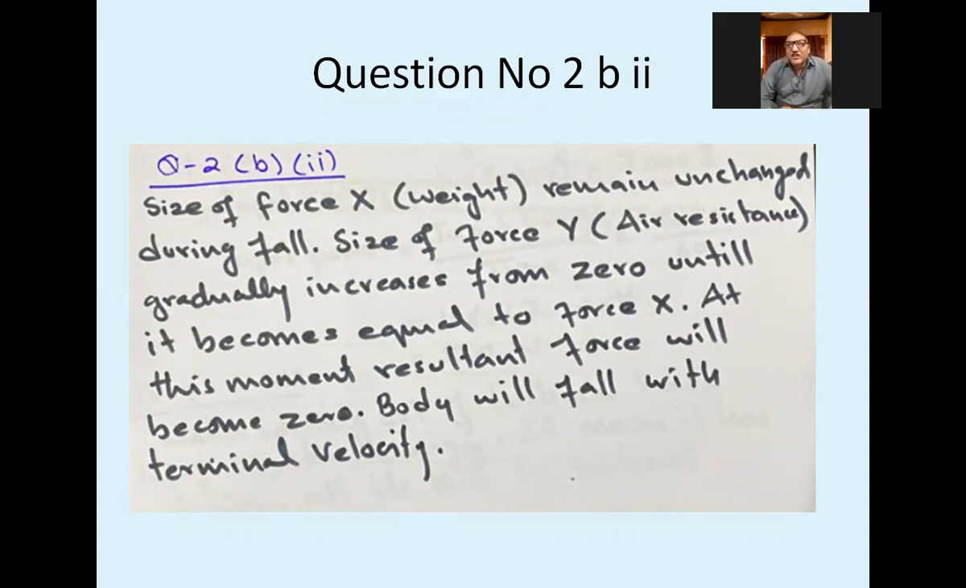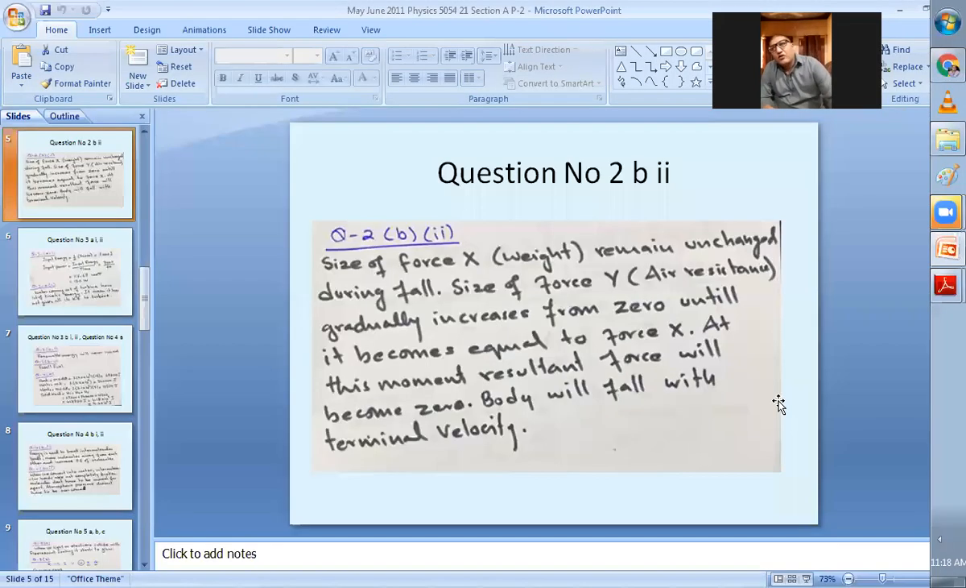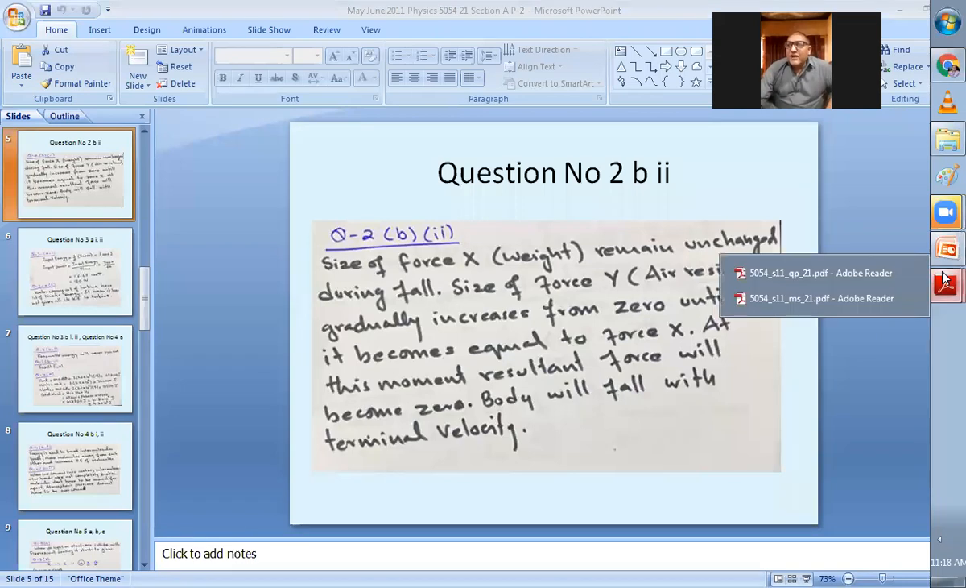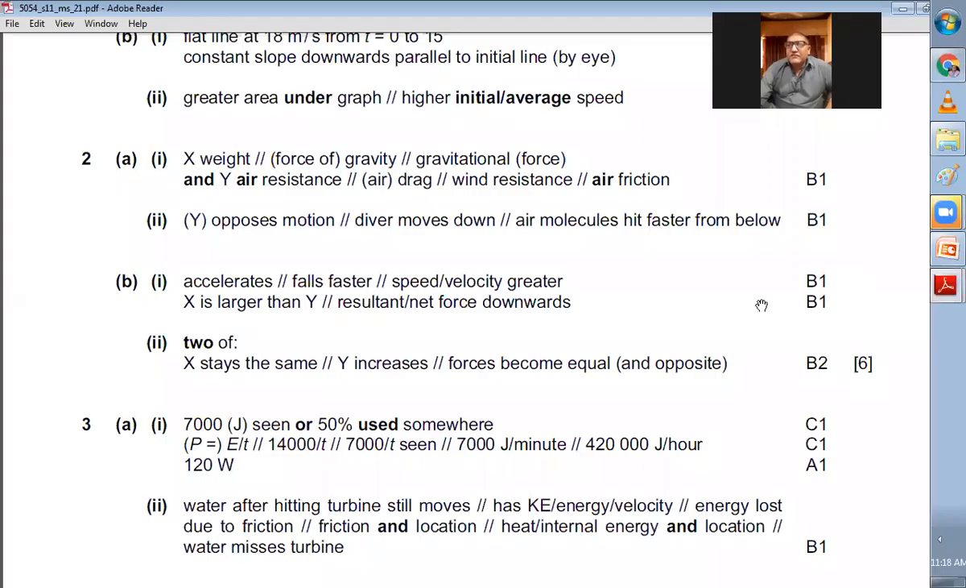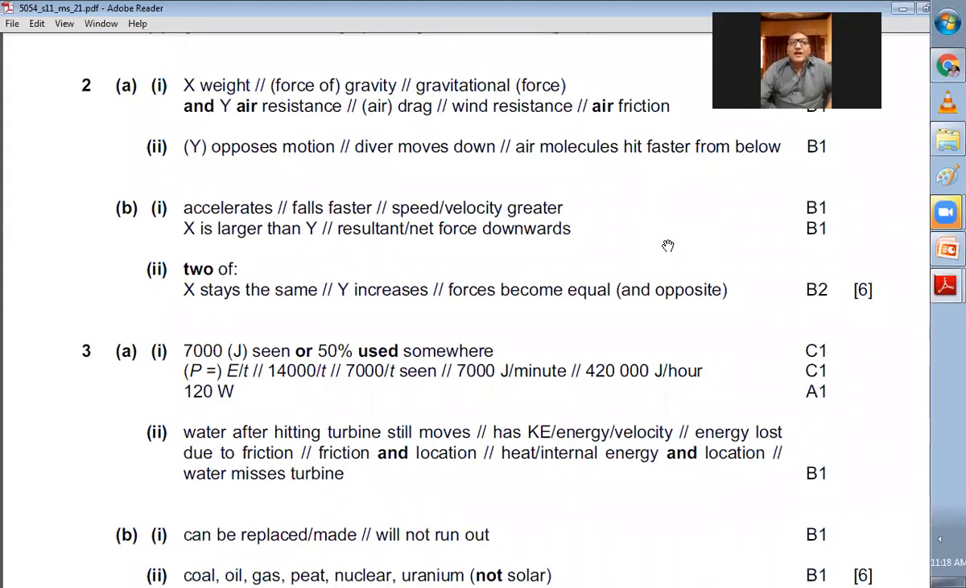The resultant force is X minus Y. So if X and Y values are the same, the resultant force will be 0. Then the acceleration will be 0, and the body will fall with the terminal velocity. Terminal velocity means that the body is falling with a constant velocity. I hope you have understood this. Let's check the marking scheme for the B part, and then we will move on. B, second part: X stays the same, Y increases, forces become equal and opposite. So that is a 2-mark question. I hope you will be able to write this answer.